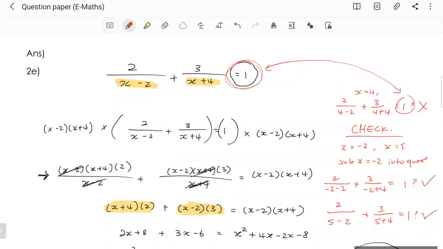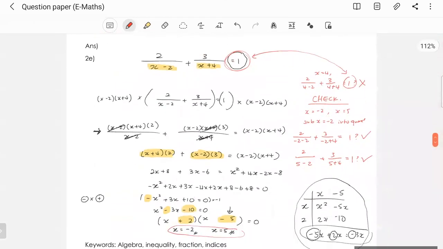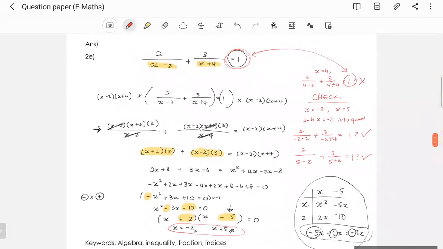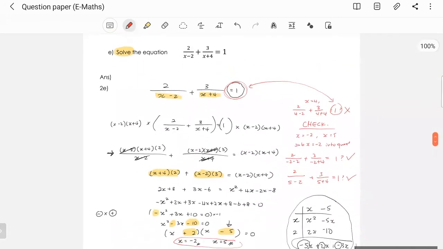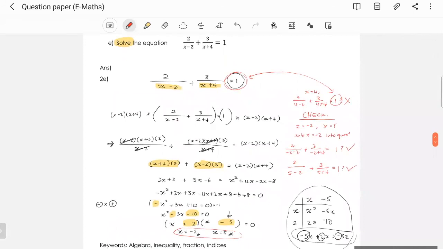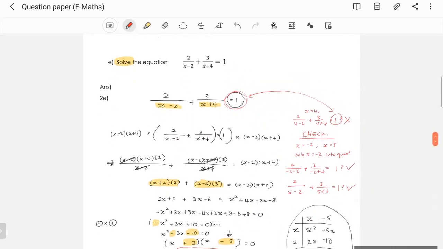From there, you can check. So for this type of question, once you derive your answers, -2 and 5, you substitute in to check. If your answer is correct, it means that the mark is yours already. So this is how we ensure all our algebra questions are 100% correct. We have to check. Okay, that's all for this algebra question.